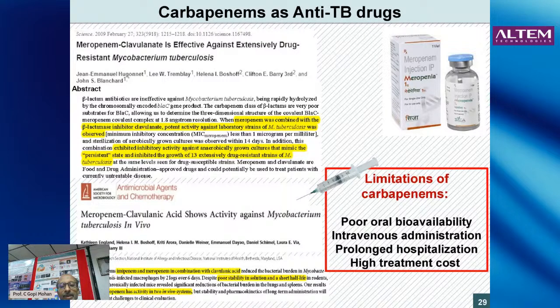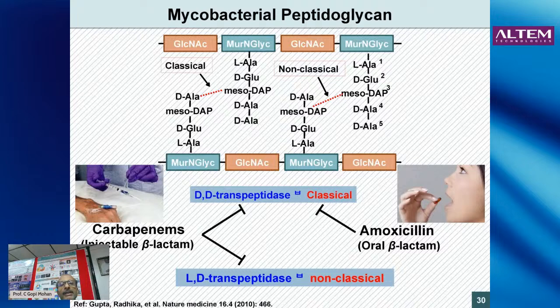Can we give some oral drugs so that one can reduce? In order to tackle this, we identified a new druggable target in TB, called LD transpeptidase. It is involved in peptidoglycan synthesis in mycobacteria. This protein target is not available in eukaryotes, so it's safe for humans. It is specifically present in prokaryotes as well as in some pathogens.